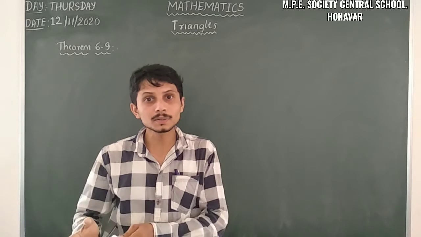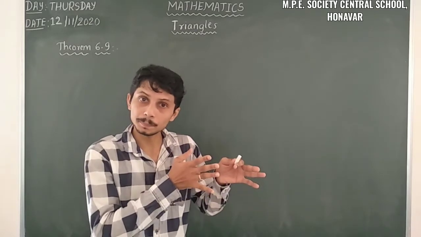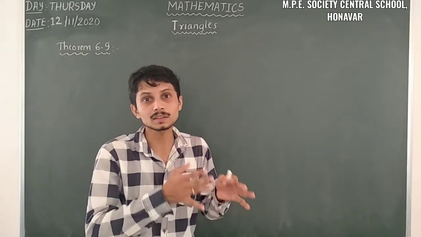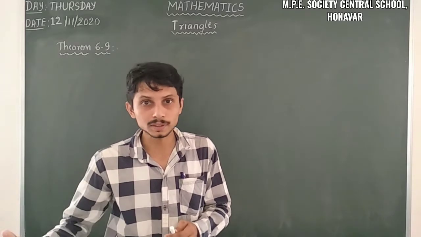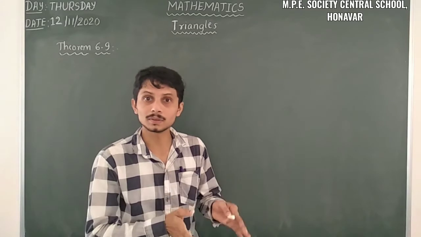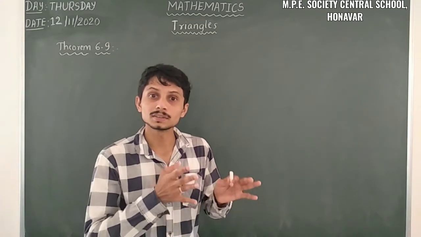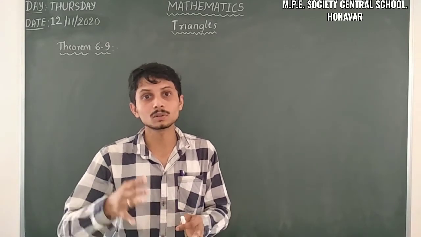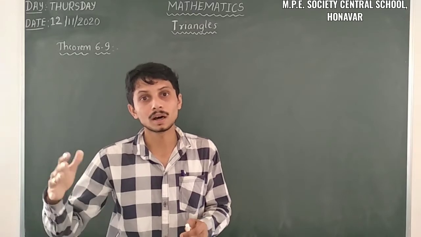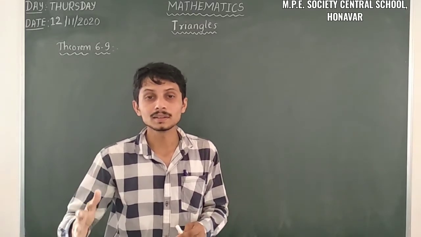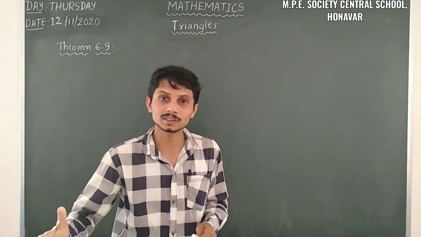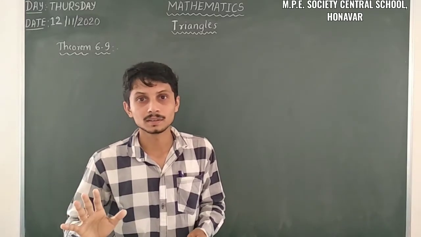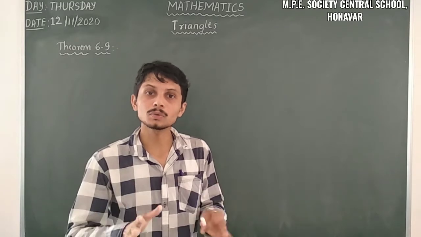Also here it is the given. In the Pythagoras theorem we proved that the square of the hypotenuse is equal to the sum of squares of the other two sides. But here that one is the given, that is, the square of one side is equal to the sum of squares of the other two sides. Then the angle opposite to the first side is the right angle. So that one we have to prove.